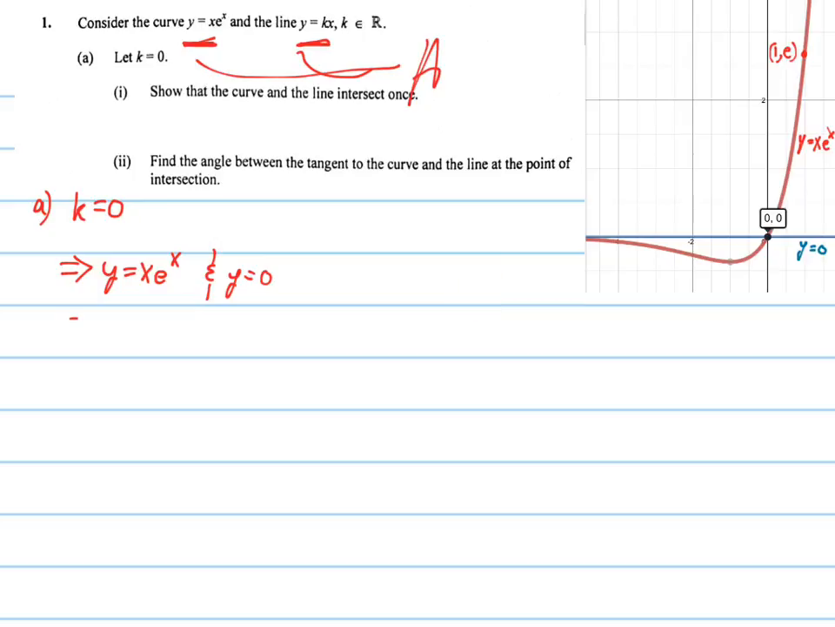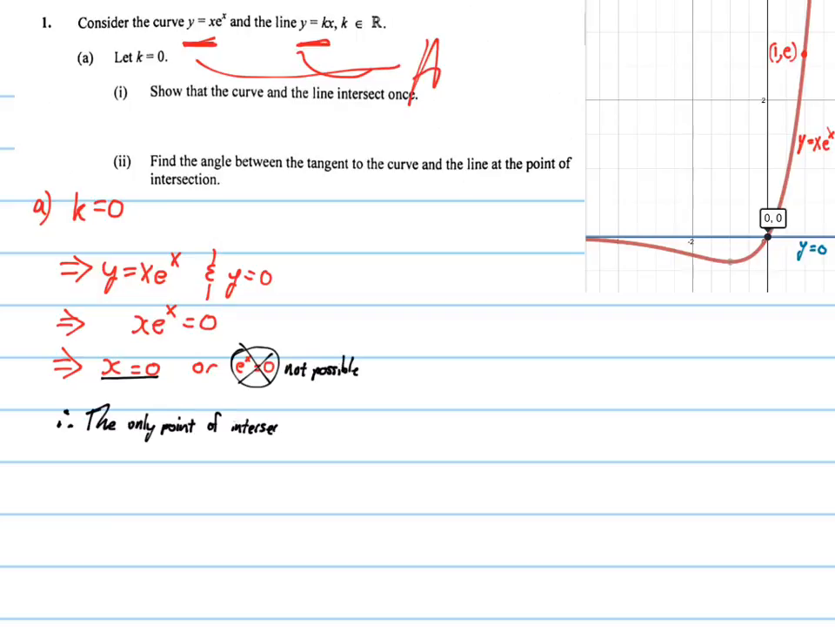But we can analytically prove this by setting the two equal to each other. In order for x times e to the x to equal 0, either x has to equal 0 or e to the x has to equal 0, which doesn't happen. And therefore, the only point of intersection when k equals 0 is going to be at the origin. So that's simple enough. Most people nailed that bit.